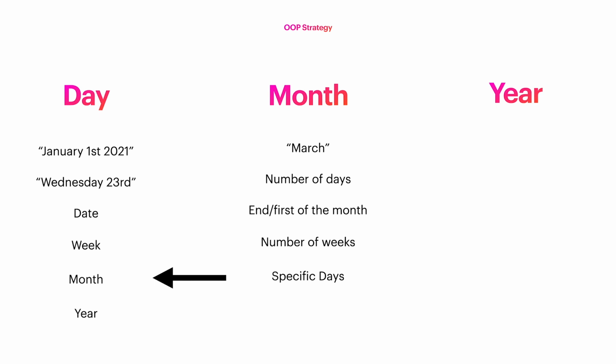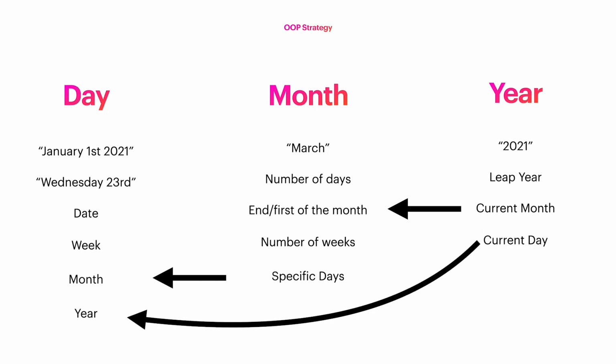If I ask you what year it is, you probably just tell me it's 2021. Another important thing to know about the year is if it is a leap year, especially if you were born February 29th. You may need to know about the current month, which already connects the year with the month data. And often enough, you are interested to know the current day, which is the whole reason to look at the calendar, right? And that ties year to day data as well.